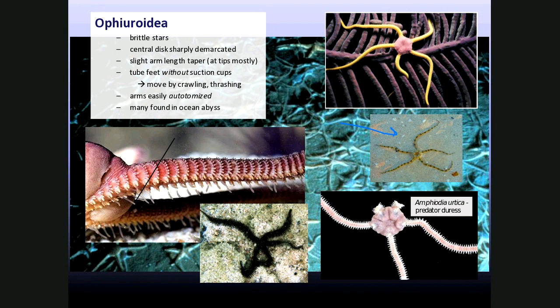The arms are easily autotomized. It's a really tough word because there's 2 T's in there. Autotomized means that they give them up. See the one in the lower right, the Amphiodia urtica. Under predator duress. This is what lizards do with their tail. Same thing. Under predator duress, that brittle star, the reason why they're called brittle, is because they will break off their arms with the idea that the arm's wiggling and hopefully the predator will mess with that.